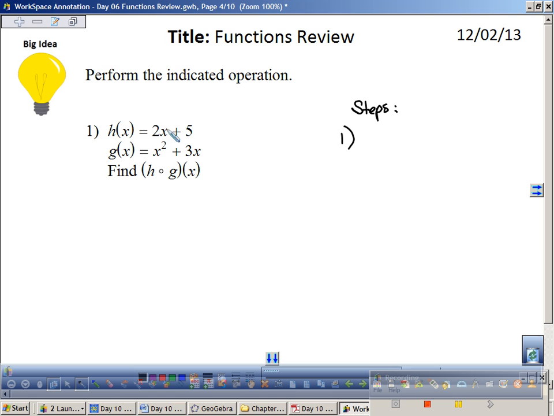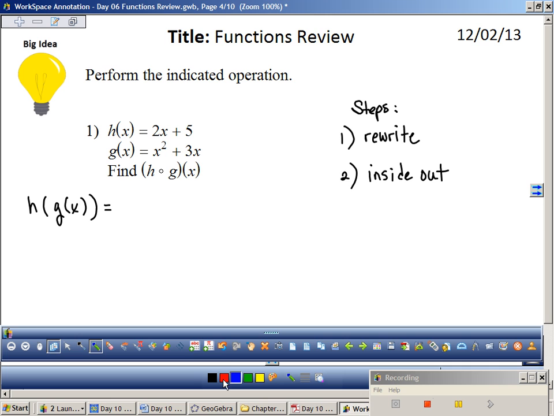So what is my first step? Yes, so let's call that rewriting it. Let's rewrite it. So I'm going to rewrite it to look like h of g of x. What's our second step? How do we work with these? Alright, got it. We work from the inside out.